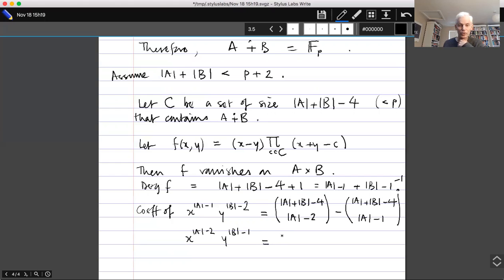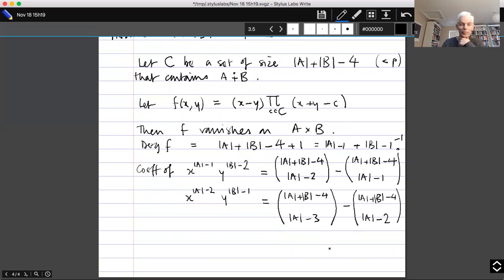And let's just do something very, very similar here. It'll be |A| plus |B| minus 4. So this time, to get the |A| minus 2 thing, I'll either start with an |A| minus 3 and multiply it by x, or I'll have an |A| minus 2 and multiply by minus y, so I get this minus, and an |A| minus 2 for the x.